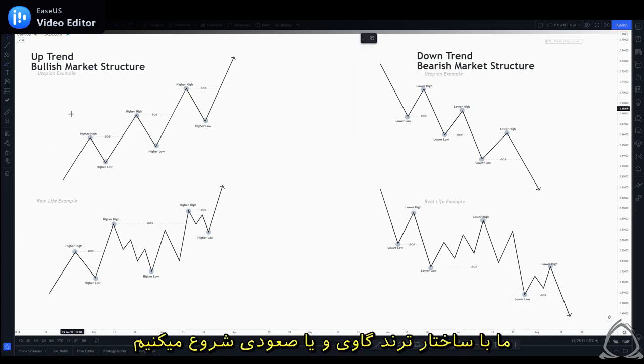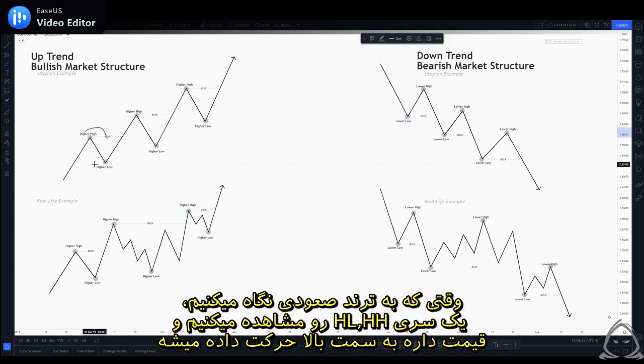We'll start with a bullish market structure or an uptrend. And when we're looking at a bull trend, what we see is a series of higher highs and higher lows as the market pushes to the upside.